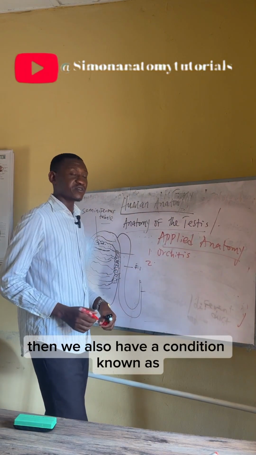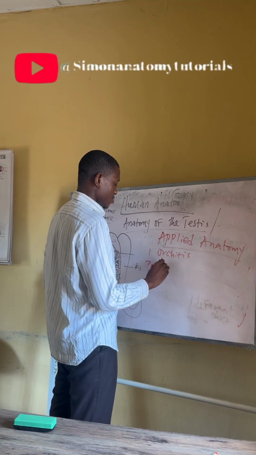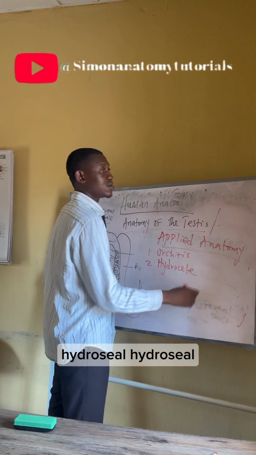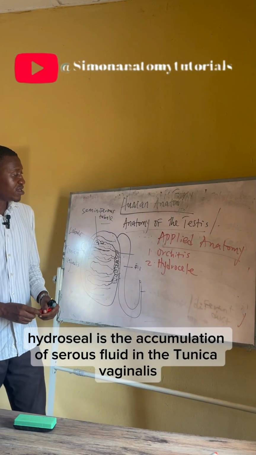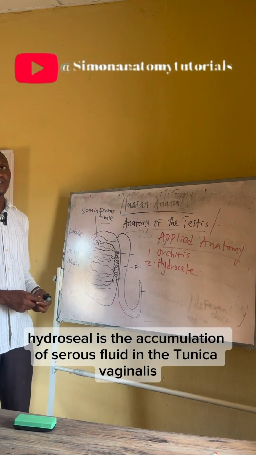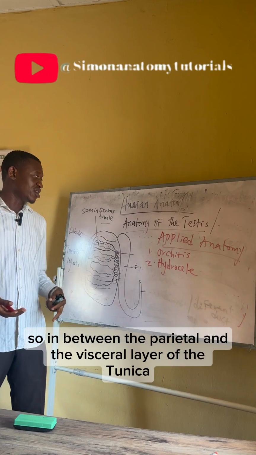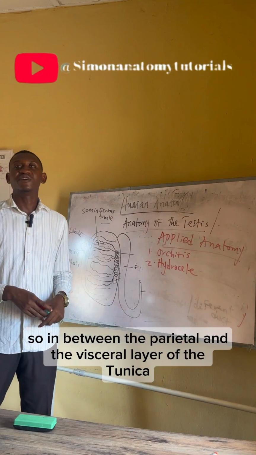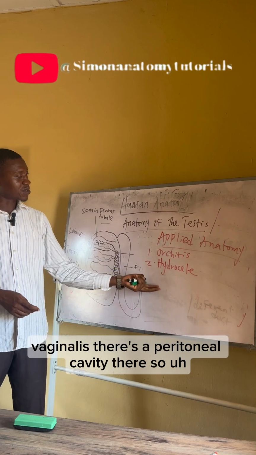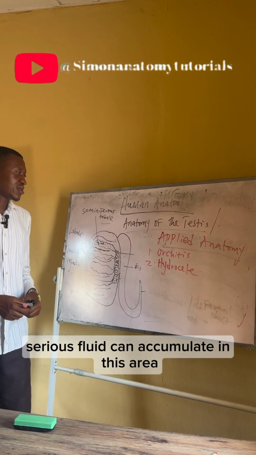Then we also have a condition known as hydrocele. Hydrocele is the accumulation of serous fluid in the tunica vaginalis. The tunica vaginalis has two layers. So in between the parietal and the visceral layer of the tunica vaginalis, there's a peritoneal cavity there. So serous fluid can accumulate in this area.